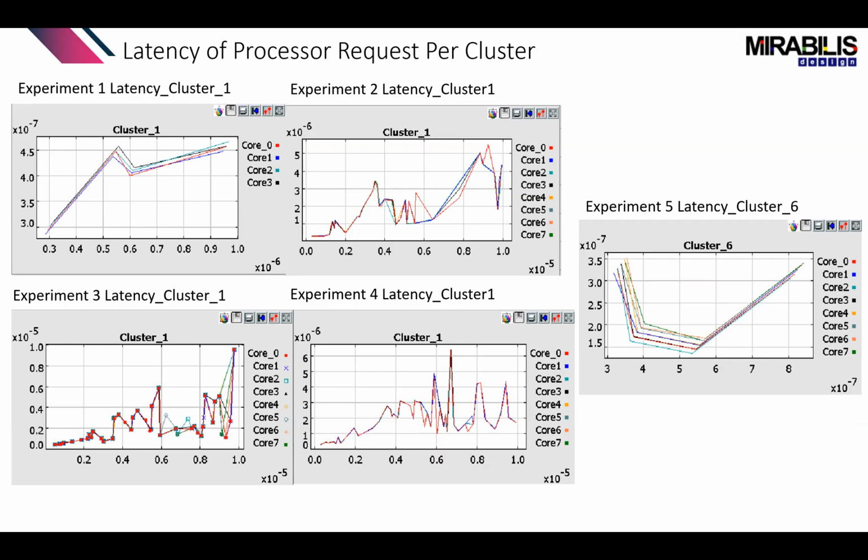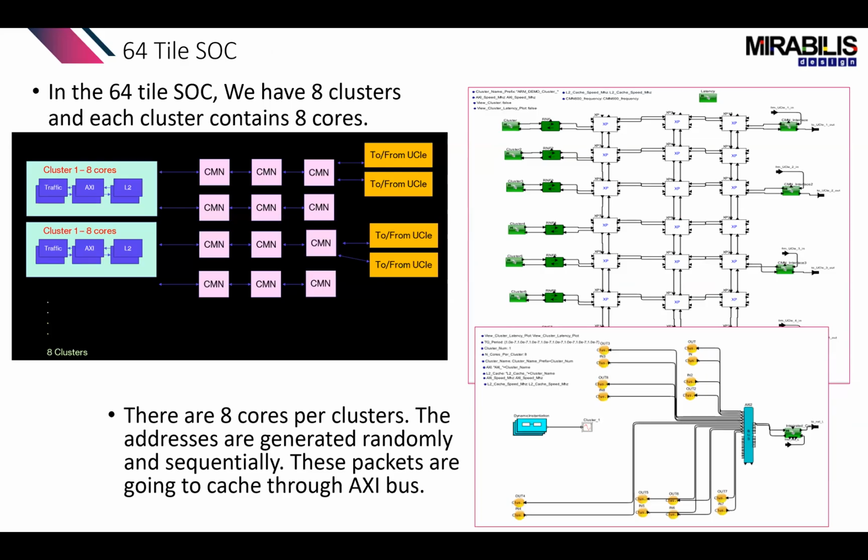Now, one thing you should notice is that experiment 1 has a substantially lower latency than all of the others, similar to experiment 5, which is actually even lower than experiment 1 in terms of latency. Now, let's take a look at the 64-tile cluster.